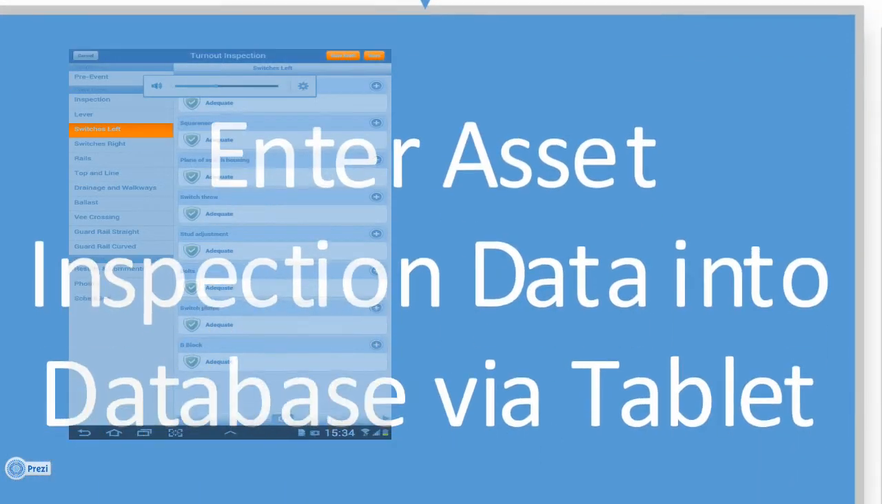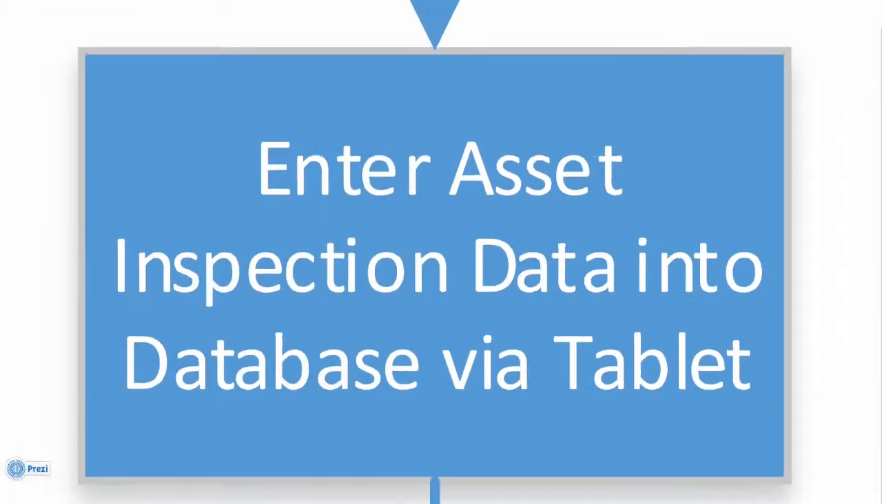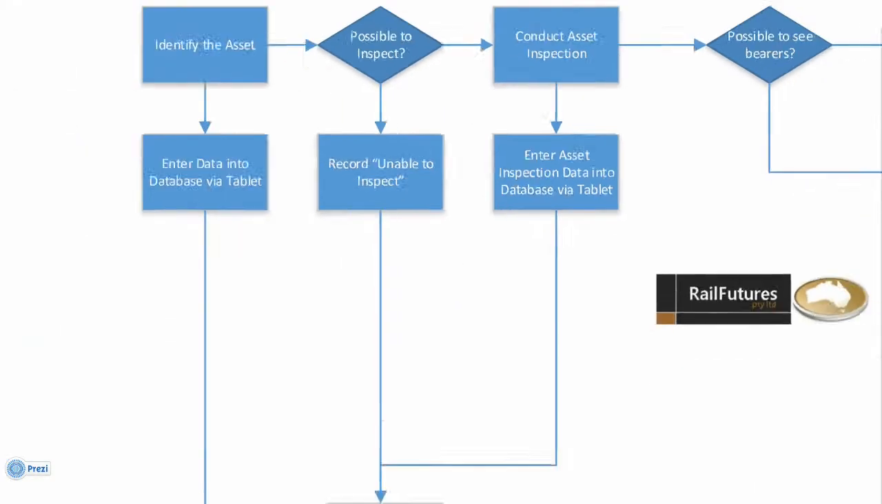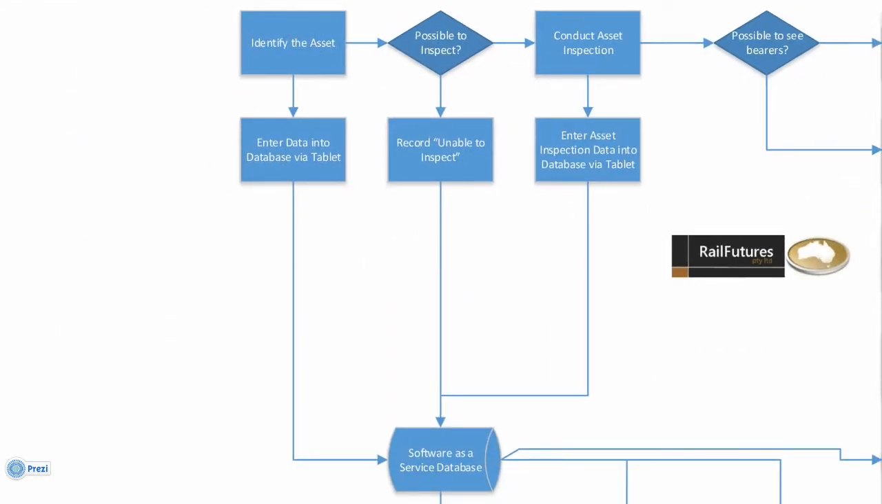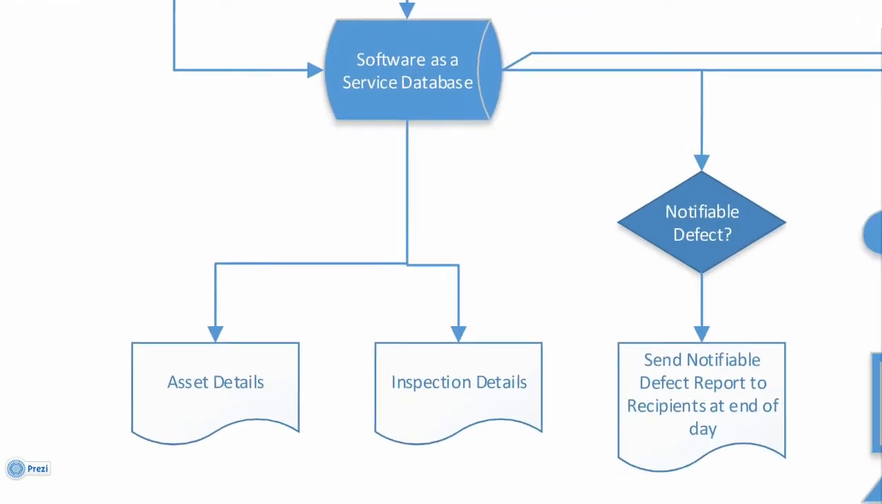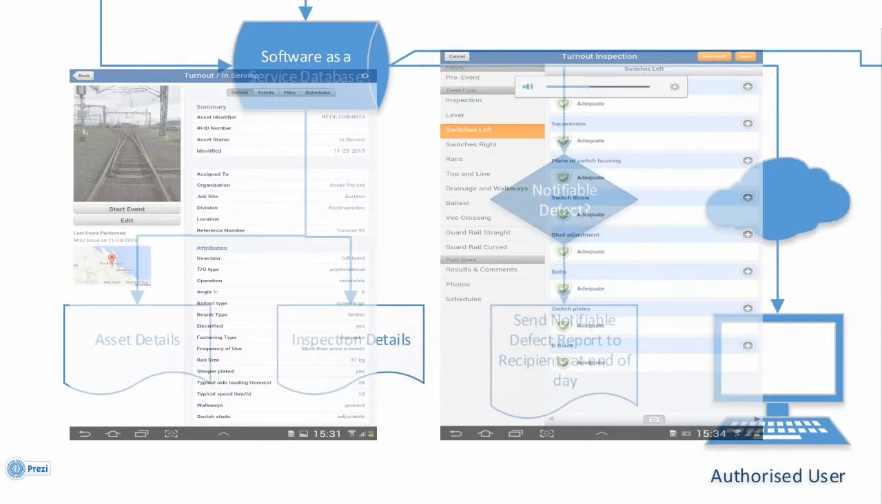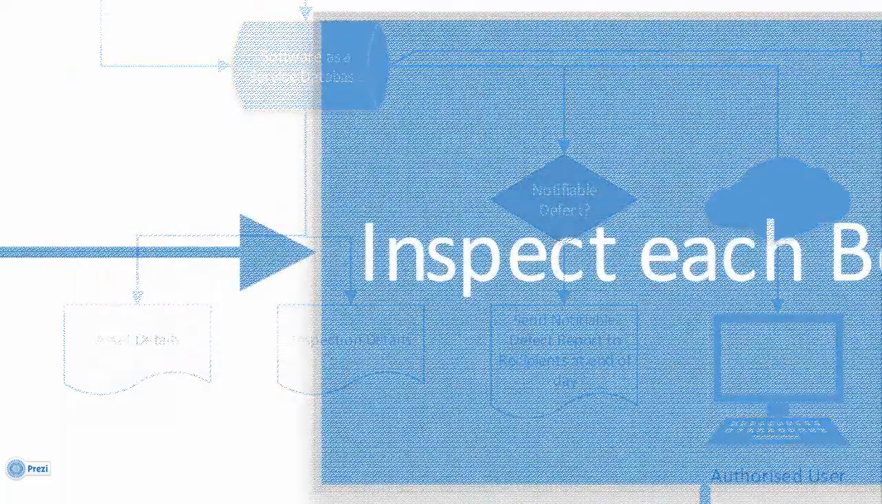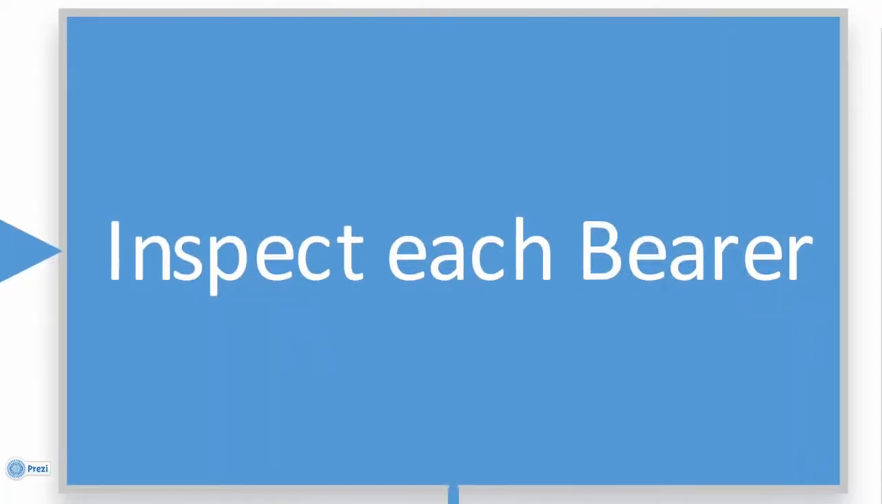The asset inspection is guided by the questions displayed on the tablet, which the data entry operator answers while the track inspector continues the inspection. Throughout the day, the data on the tablet is synchronised with a software-as-a-service database in the cloud. This protects against accidental loss and makes the data immediately available to supervisors and clients.